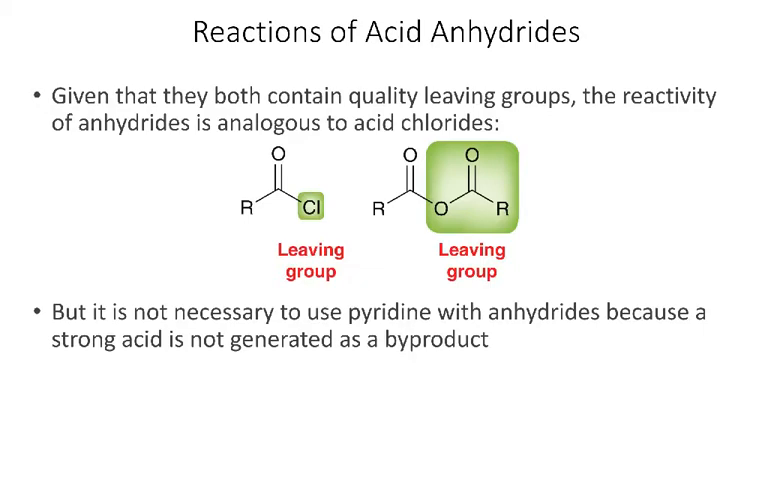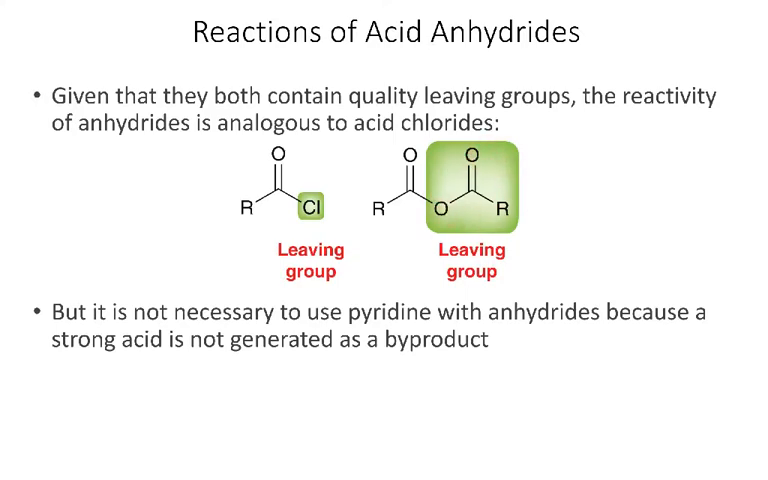Now, thankfully, this video is a lot shorter than the last video on acid chlorides, because both the acid chloride and the acid anhydride contain good leaving groups. Chloride is a good leaving group because it's so big, it's able to stabilize that negative charge. The carboxylate group is a good leaving group because it stabilizes the negative charge through resonance. So all the reactions that we learned for acid chlorides apply essentially the same to the acid anhydrides. We don't need to use pyridine because we're not generating a strong base.